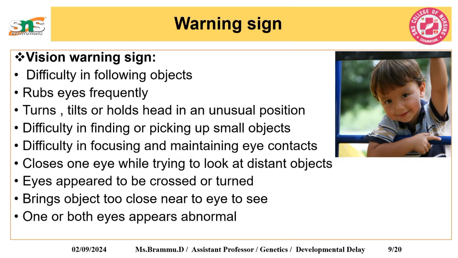The third warning sign would be the vision warning sign. So here the child will be exhibiting all the ophthalmological symptoms such as difficulty following objects, that is, eye to eye contact. Frequently the child will be rubbing both the eyes, and might be turning the eyes or tilting the head, or holding the head in an unusual position for a long time, like hyperextension or lateral flexion, right or left lateral flexion.